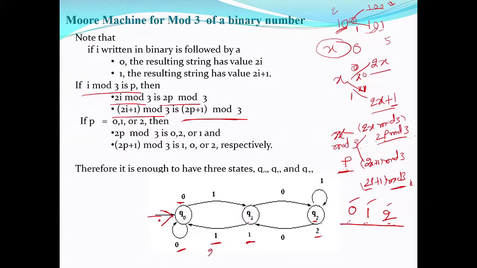What have I used? 2P plus 1 mod 3, where P is this. Right, 2 into 1, 2 plus 1, 3 mod 3 is 0. So it is going to a state which produces output 0. And similarly you can compute for Q2. So this is the mod 3 machine. If you want, you can see how it will produce output.